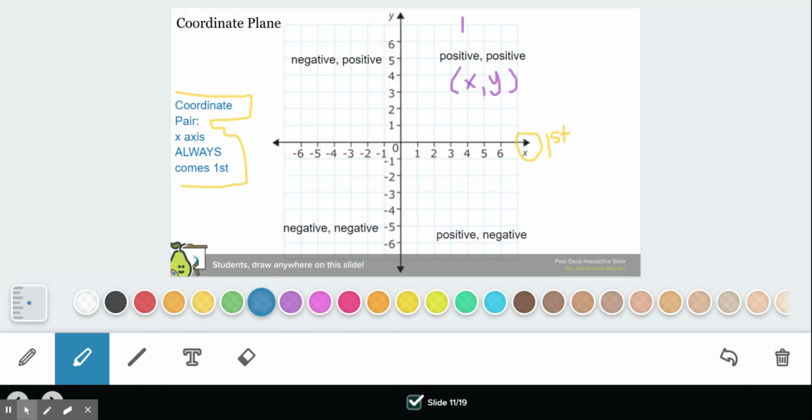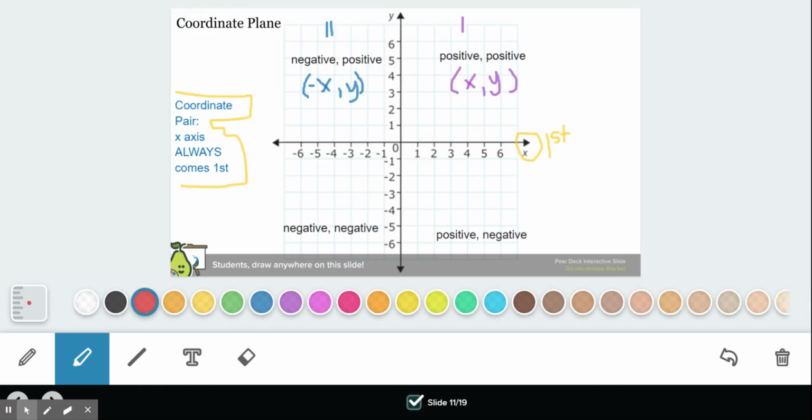So then we move over to quadrant 2, which is over here. And we are going to have x and y. Again, x always comes first, but x is actually going to be negative, because here the x-axis is all negative numbers, and then the y-axis is going to be positive. So we'd have negative x and positive y, knowing that that x-axis always comes first.